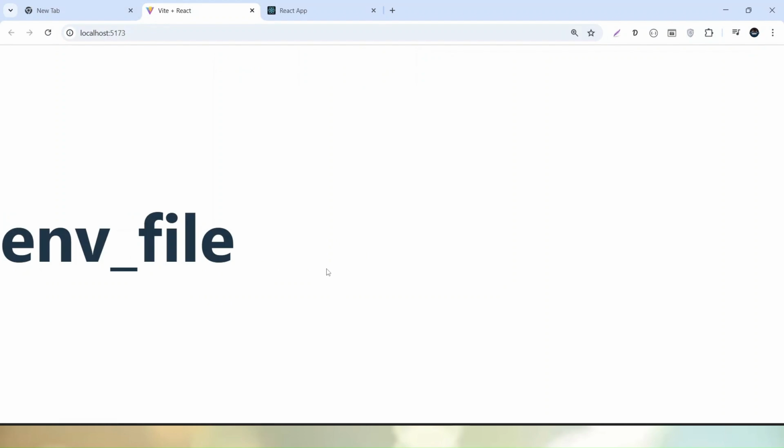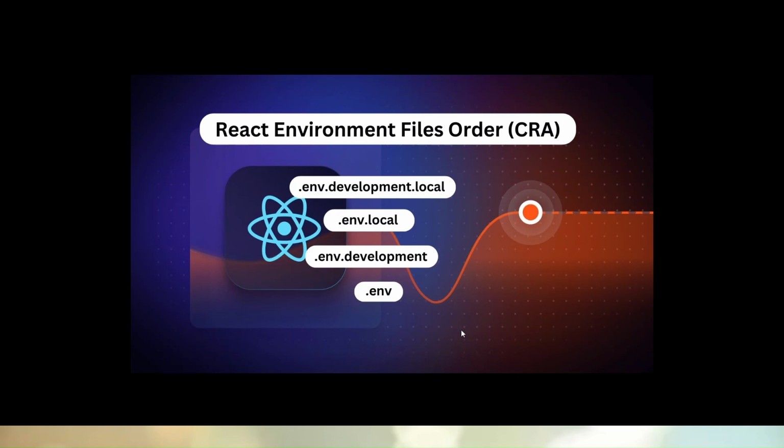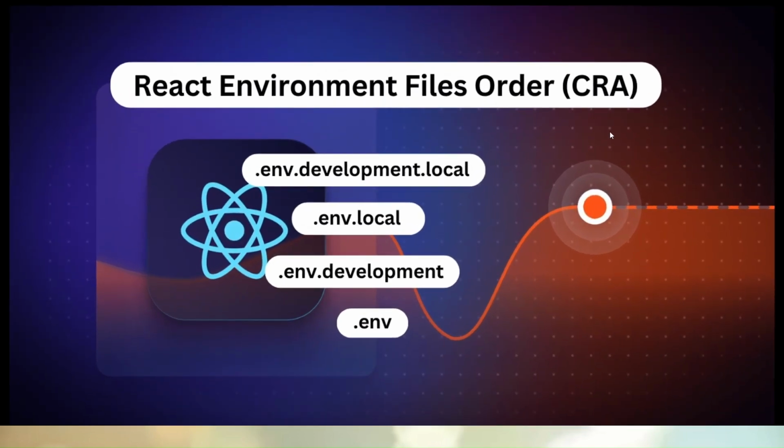So successfully, from this very short demonstration of this video, we clearly understood the behavior, or the precedence or priorities, of environment variable file formats inside a React application, whether we have installed using the create-react-app command or using Vite. Inside our Create React App, this is the order: .env.development.local, .env.local, .env.development, and then .env.